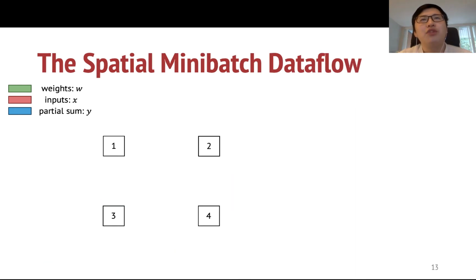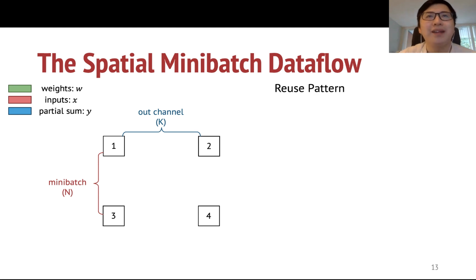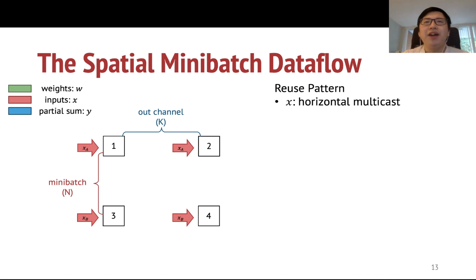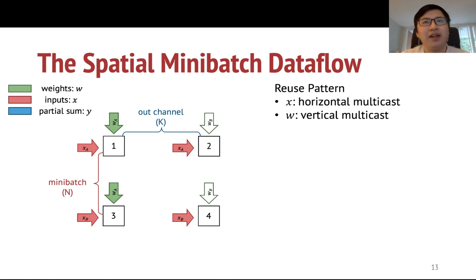In contrast, Procrustes performs load balancing with a modified data flow called spatial mini-batch data flow to fully preserve reuse opportunities. Here, instead of mapping the input channel dimension across PE rows, we spatially unroll the mini-batch dimension, which is abundant in training. The output channel dimension is mapped across columns same as before. The corresponding reuse pattern is the following. Input activations are multicasted horizontally, weights are multicasted vertically, and the partial sums are unicasted.